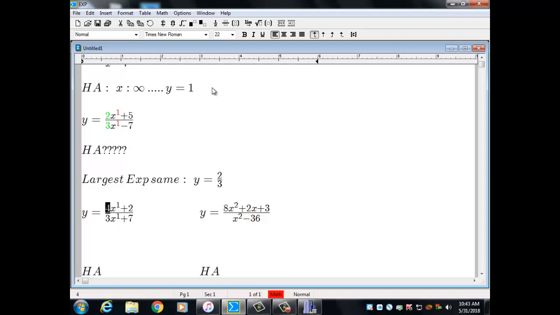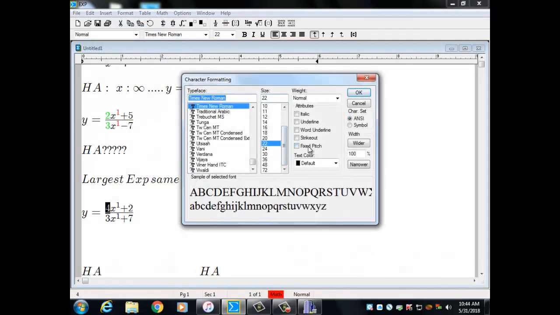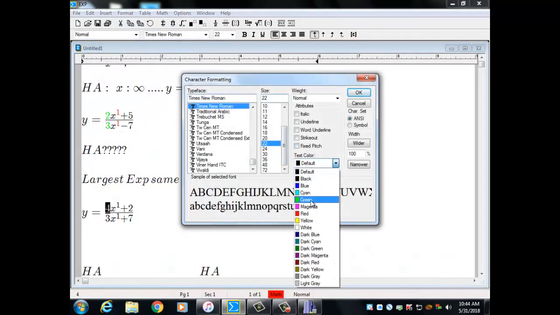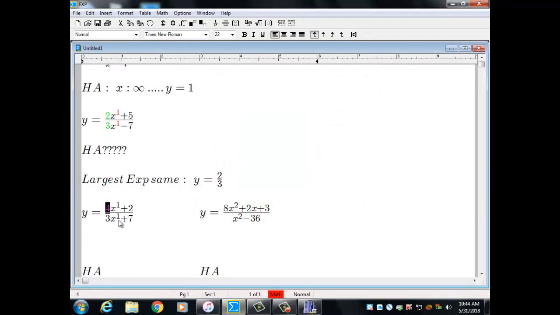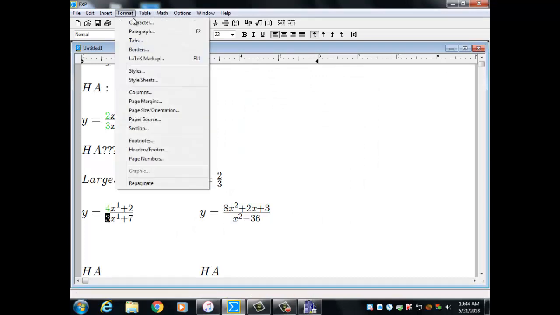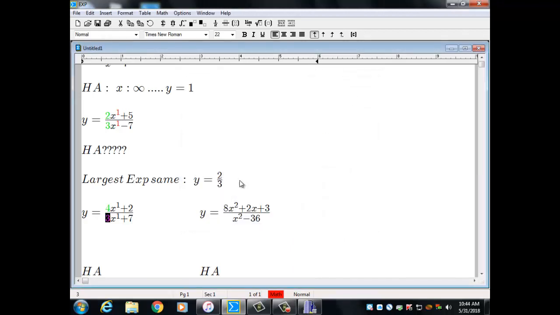If the exponents are the same, we choose the numbers out front. All right? If they're the same, we just choose the numbers in front, and everything else washes off. It's y equals 4/3.